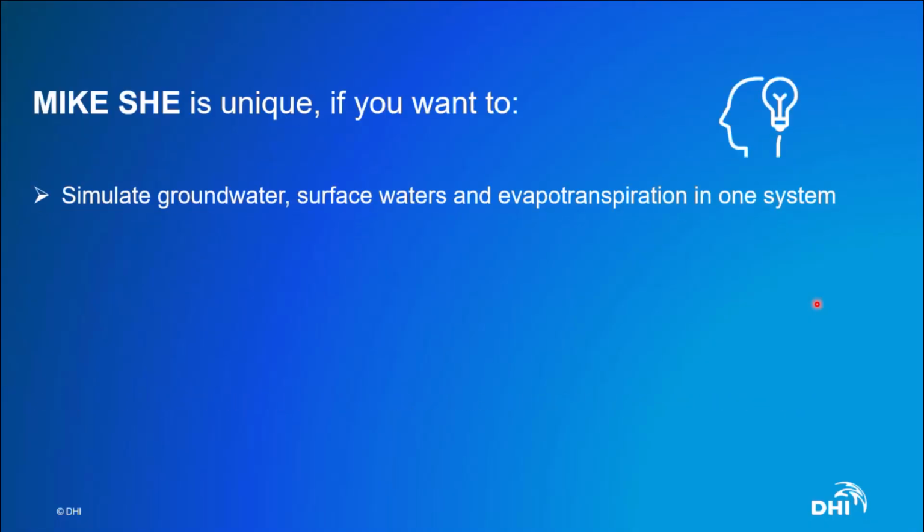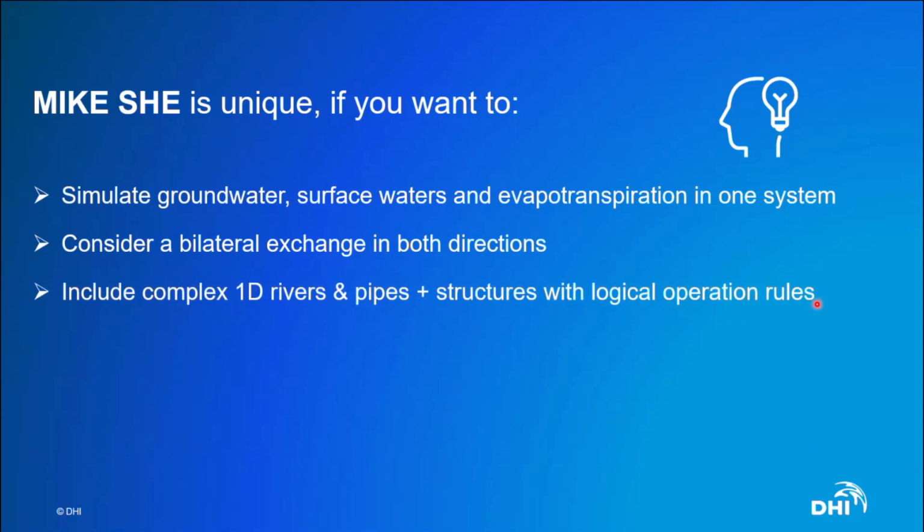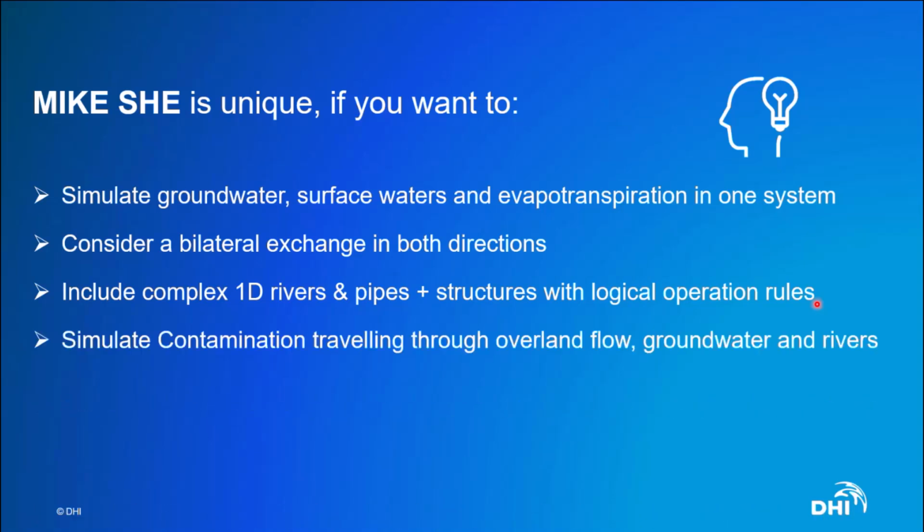Now, talking about the fully integrated catchment concept of MikeShe, it's really unique if you want to simulate groundwater, surface water, and evapotranspiration in one system. If you want to consider a bilateral exchange in both directions, especially 1D rivers and a full 3D groundwater model, which is not the focus today. And if you want to include complex 1D rivers or pipes, including structures with logical operation rules. You can actually simulate contamination traveling through overland flow, groundwater, and rivers from one component to the other as you want. So this is one of the key strengths also, and maybe unique from MikeShe.